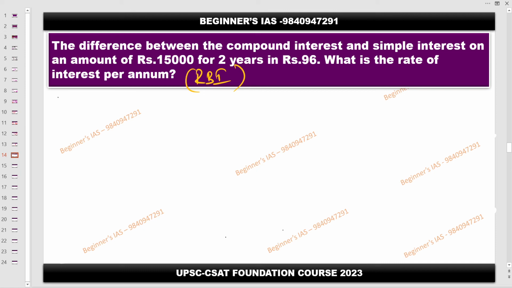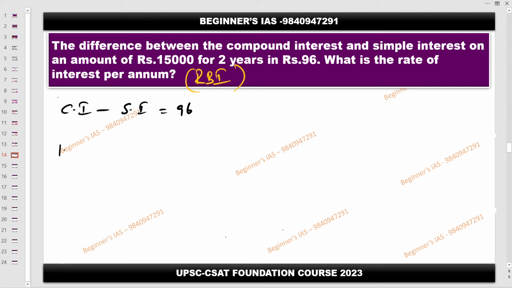The difference between the compound interest and simple interest on a certain amount of rupees 15,000 for 2 years is rupees 96. What is the rate of interest per annum? You need to calculate the rate of interest. The question is CI minus SI is 96.